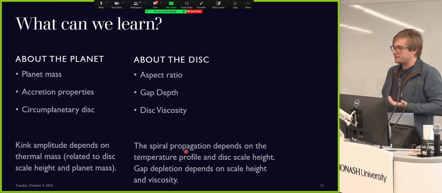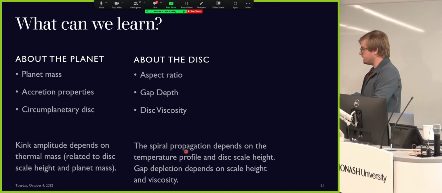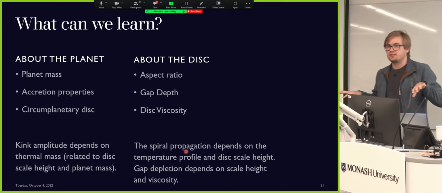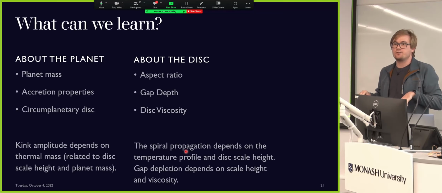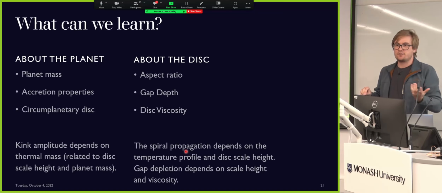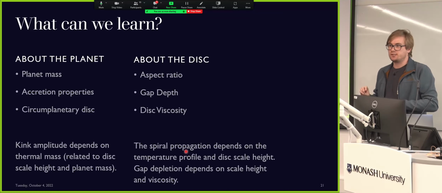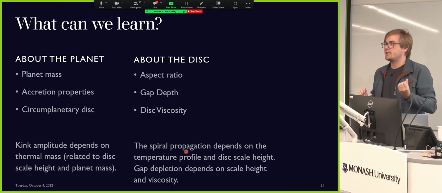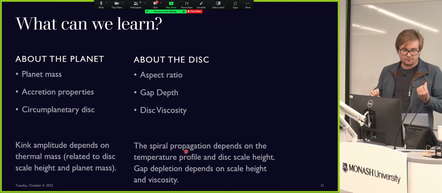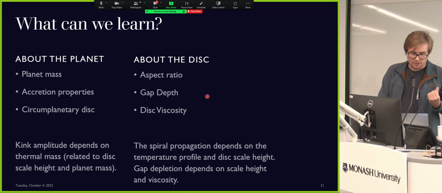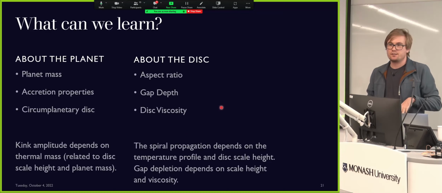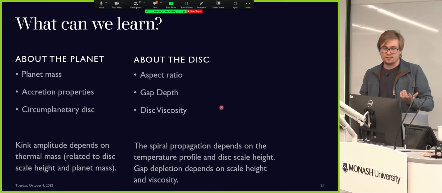So the cool thing about this is the way that the spiral wake propagates through the disk is dependent on the properties of the disk itself. It travels at a different speed in a warmer disk than it does in a cooler disk. So it allows us to essentially measure features of the disk. So we can measure how hot the disk is.